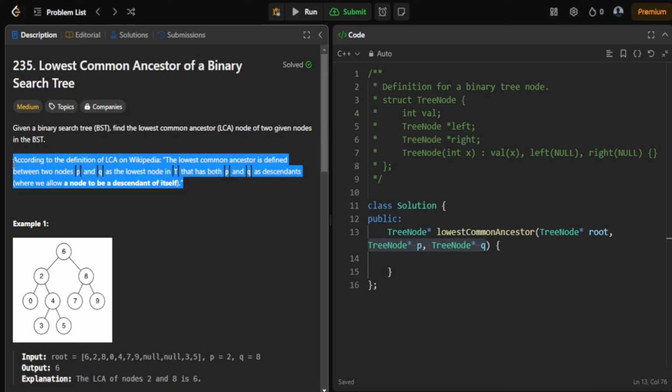But I will explain you what is lowest common ancestor by taking some examples so that you will understand this in more depth. So firstly, we will be understanding what is lowest common ancestor, and then we will think of how we can solve this problem.